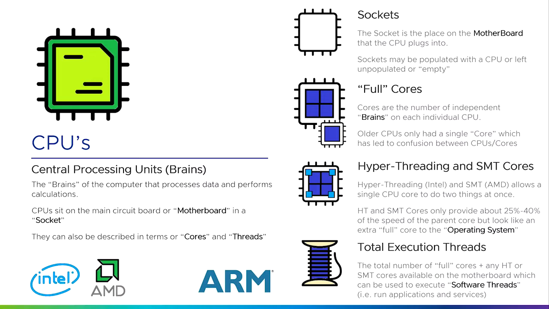So the more execution threads you have, or the more cores and hyperthreaded cores or SMT cores, the more threads you have, the more things you can run on a computer, or the faster you can run something on a computer. So just to reiterate, sockets are the place that a CPU plugs into the motherboard. A full core is a full independent brain, the parent, for want of a better word, and a hyperthreading core or an SMT core is like a child or a sibling core, which is not quite as fast as the parent. But when we add those full cores and hyperthreaded cores or SMT cores together, we end up with total execution threads. These are the number of CPUs, or in a hypervisor the number of virtual CPUs we have to play with.